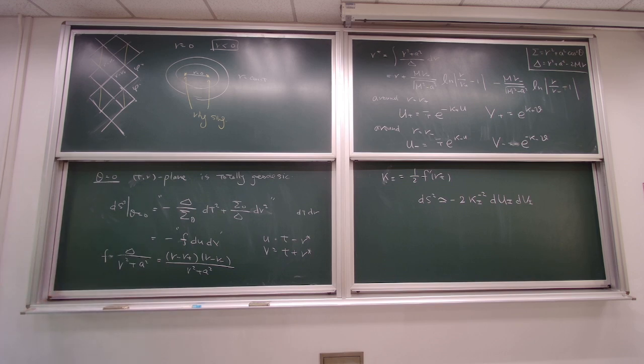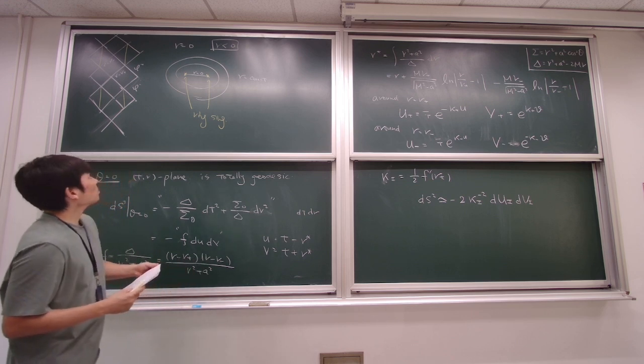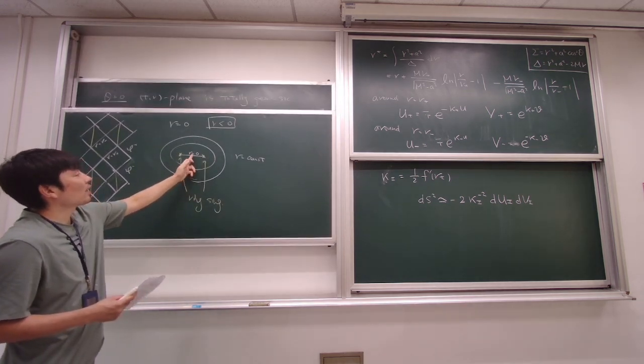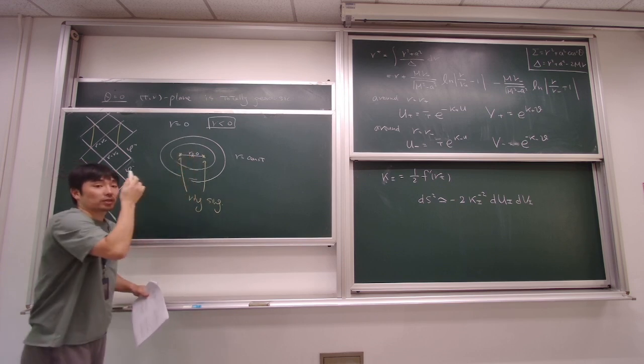So one can write down the metric on this plane. And it turns out that theta equal to 0 is, around this point, really the middle. Theta equal to 0 is really the middle.